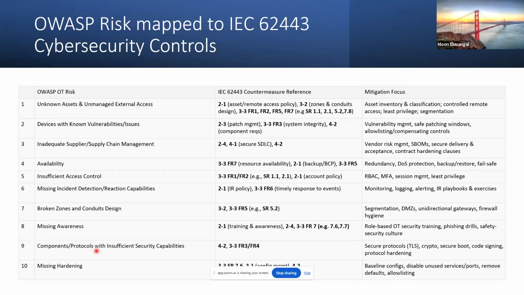Okay, so then protocols and components have inherent cybersecurity issues. The protocols and the components, as I said, have been used for so many years, sometimes 20 years, and were not designed with cybersecurity in mind. So that problem is still out there, and missing hardening. Even when you have a system, it is not hardened.